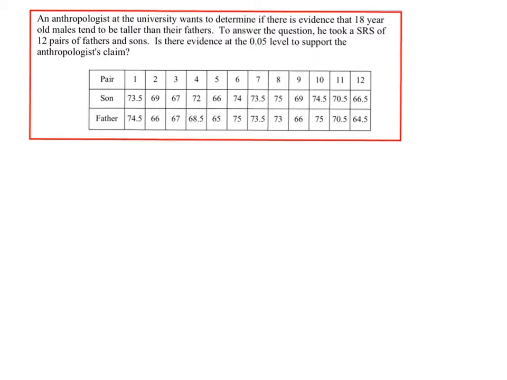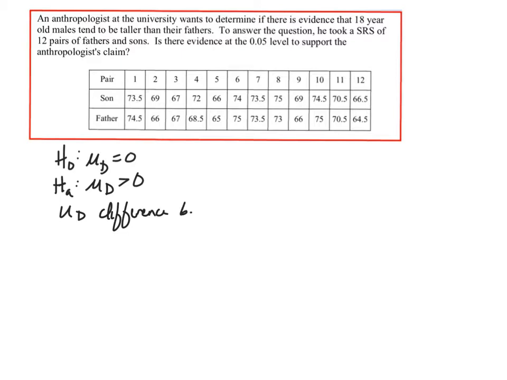So starting off with our null. The null is that the difference between the two is 0. The alternative, well, in this case, we're trying to show that the son is greater than the father. So let's make a mu difference greater than 0. And we'll define that mu difference as the difference between the height of the son and father.